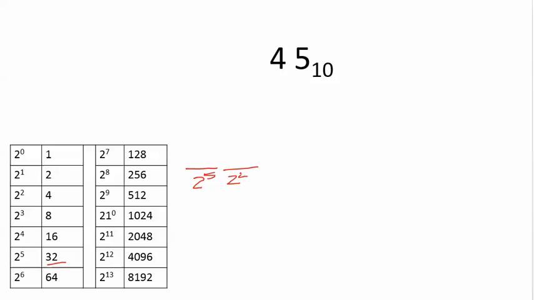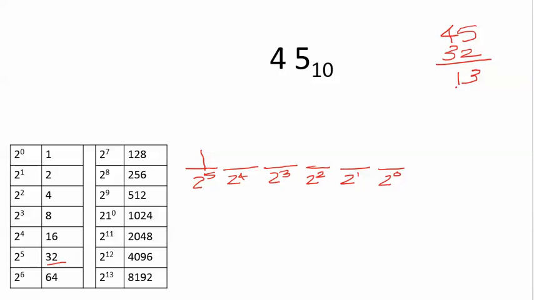Then I'm going to need to leave a spot for every other power of 2 all the way to 2 to the 0th. Okay, and we know there's going to be a 32 that's part of this number. So then we say, okay, I had 45 and I took care of 32 of it. So then I just subtract and I have 13 left.